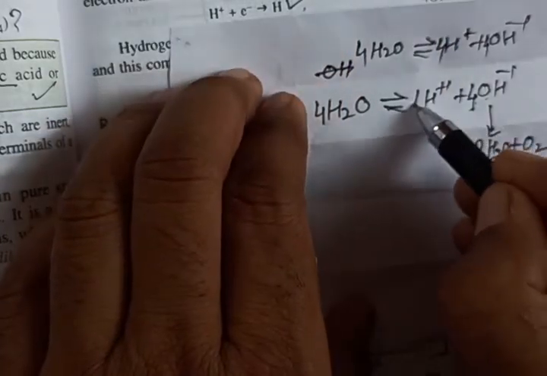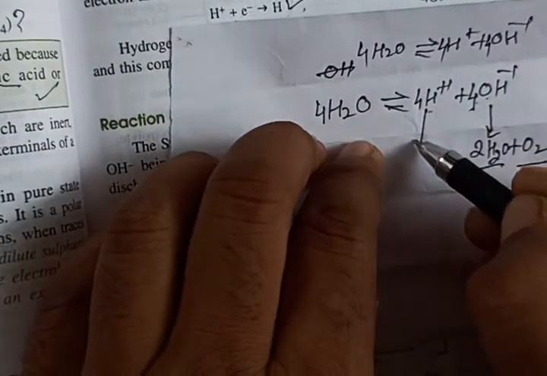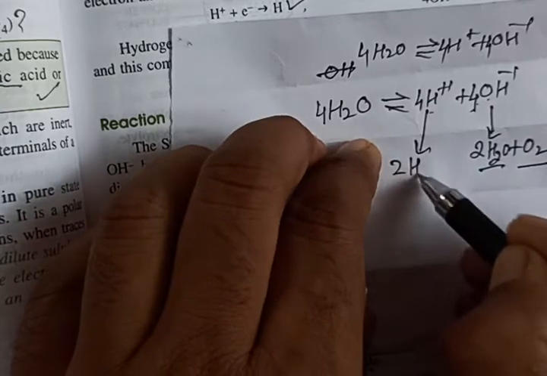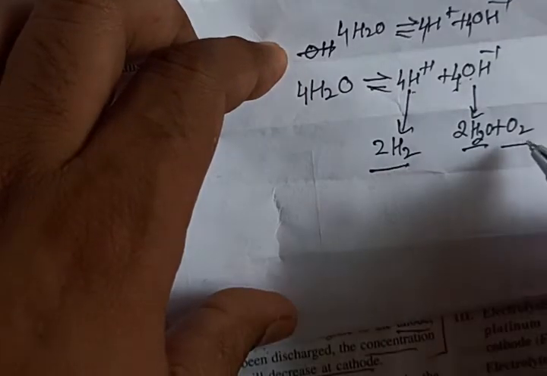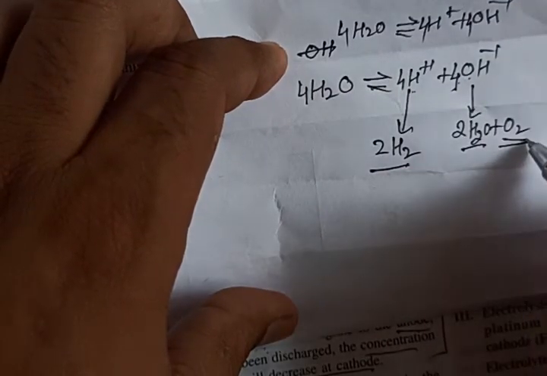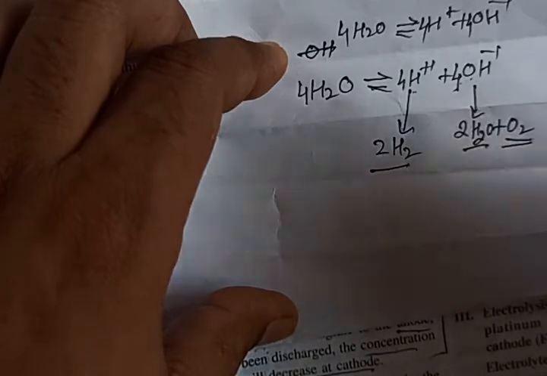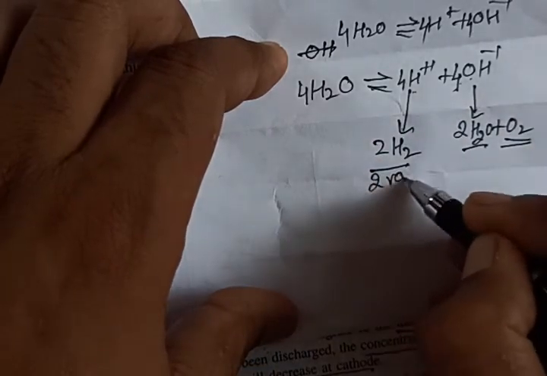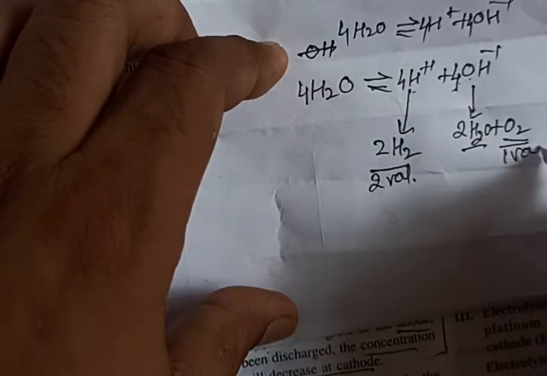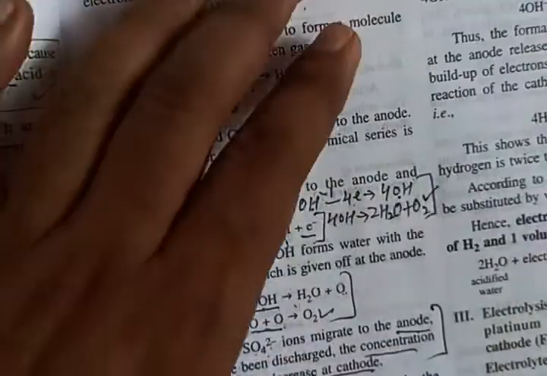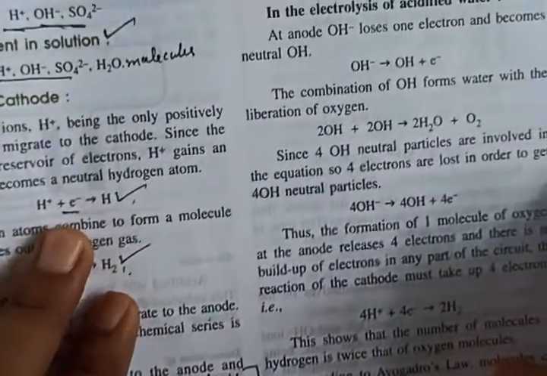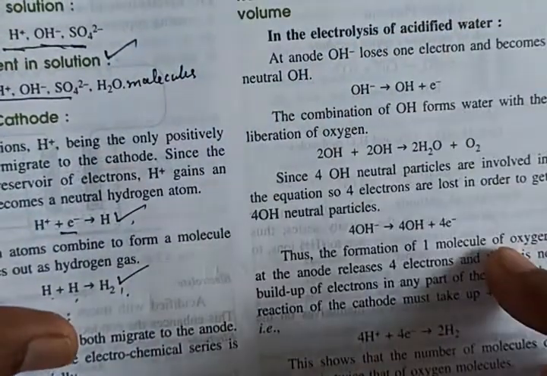Then how many H ions are there? 4 H ions. And what will 4 H ions give? 2 hydrogen molecules. So hydrogen molecules are 2 and oxygen molecule is 1, and according to Avogadro, molecules are equivalent to volume also. So 2 volumes of hydrogen and 1 volume of oxygen are formed in the reaction. So this is what is discussed here, the ratio of hydrogen to oxygen.